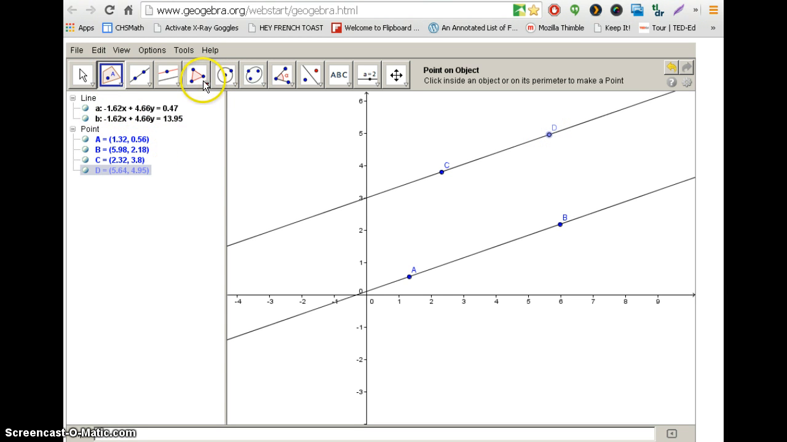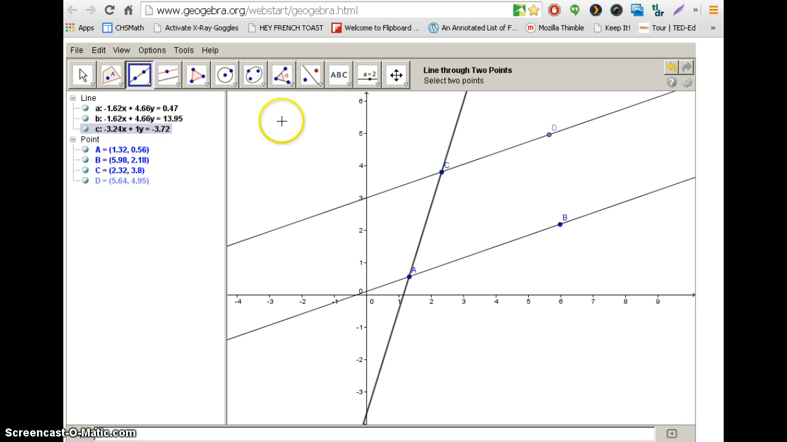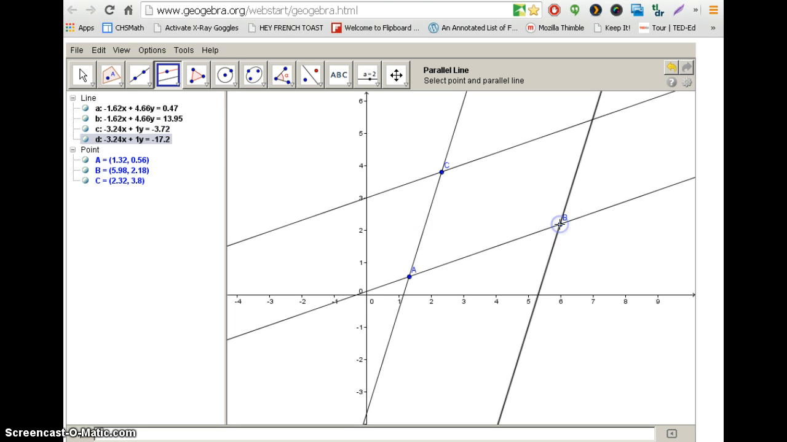And then we're going to actually need to make another line, and that's going to be right here. Boy, I don't want point D. I'm going to delete that one. Okay. Now what I need to do is I need another line that's parallel to this line, AC, that goes through point B. And is that parallel?